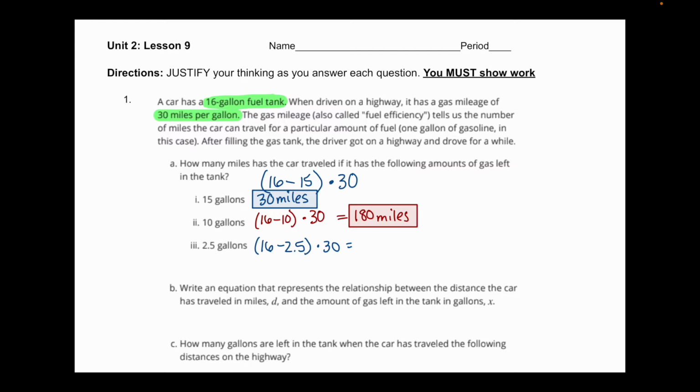I don't know if that is how you do subtraction in your head, but I just count backwards or forwards, however many I have to add or subtract. We still need to multiply that by 30, and 13.5 times 30 is going to give us 405. I'm going to show one more step here: 13.5 times 30, so that it's clear I actually did that subtraction. And this should be 405 miles.